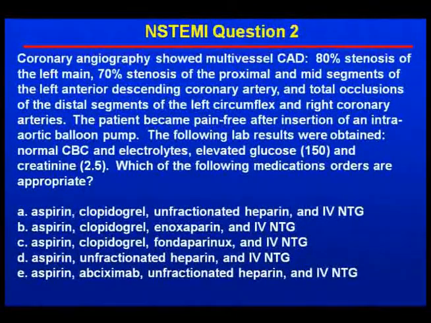Well, you don't want to give clopidogrel because it's going to delay surgery. And the surgeons generally will not operate on a patient until the clopidogrel has been withheld for at least 5 days. You don't want to give a 2B3A inhibitor for the same reason. It hangs around for a long time. Generally speaking, we don't like to give enoxaparin or fondaparinux in patients who undergo surgery because they have a long half-life. So the surgeons will tolerate aspirin, unfractionated heparin, which has a short half-life and can be turned off, and IV nitroglycerin, obviously, to treat the ischemia.